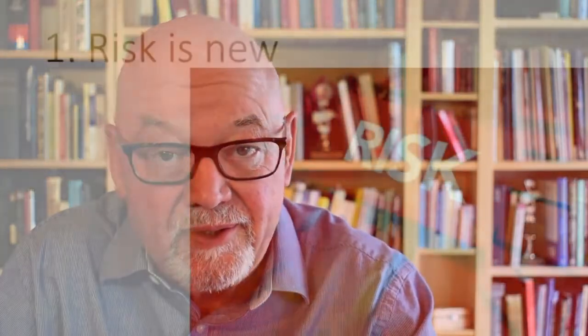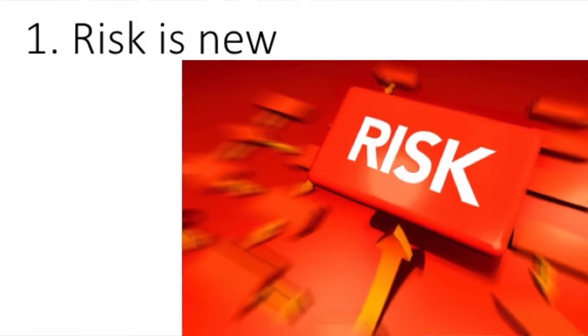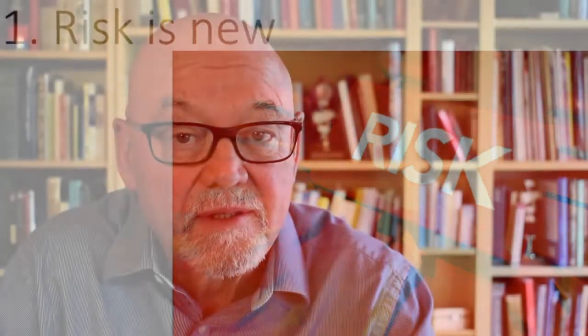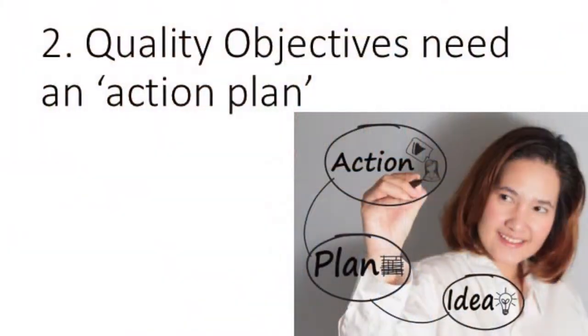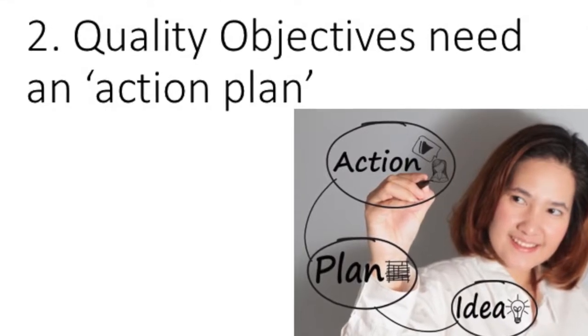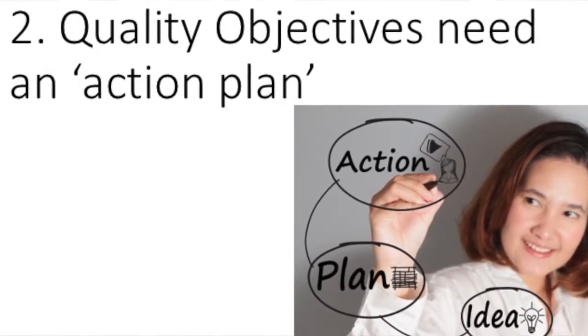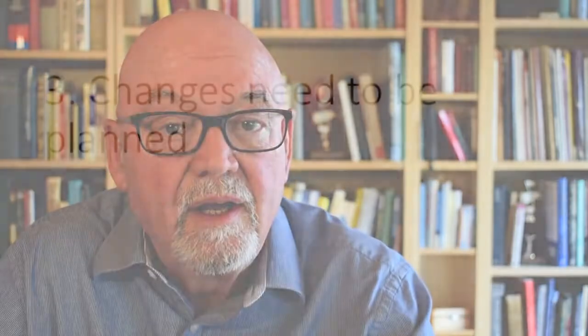There are three main areas of change in the planning clause. The first thing you'll notice is that there is now a requirement to identify risks. Second thing you'll notice is a new requirement to have an action plan for quality objectives. And finally, you'll see that there's a new requirement for managing change.